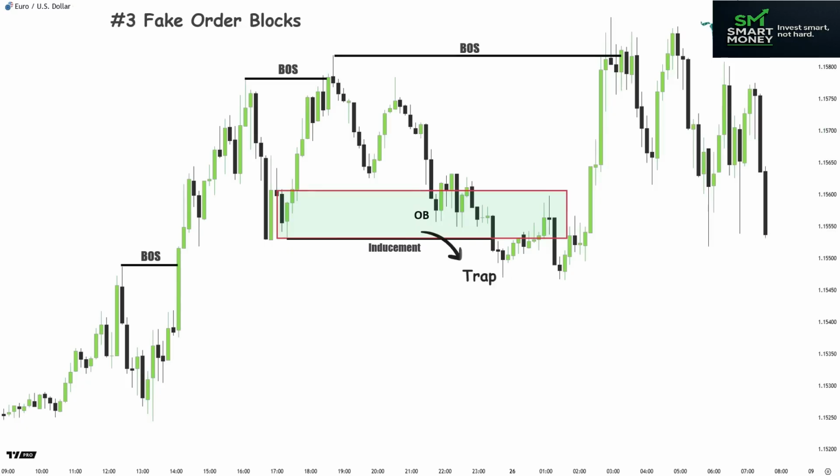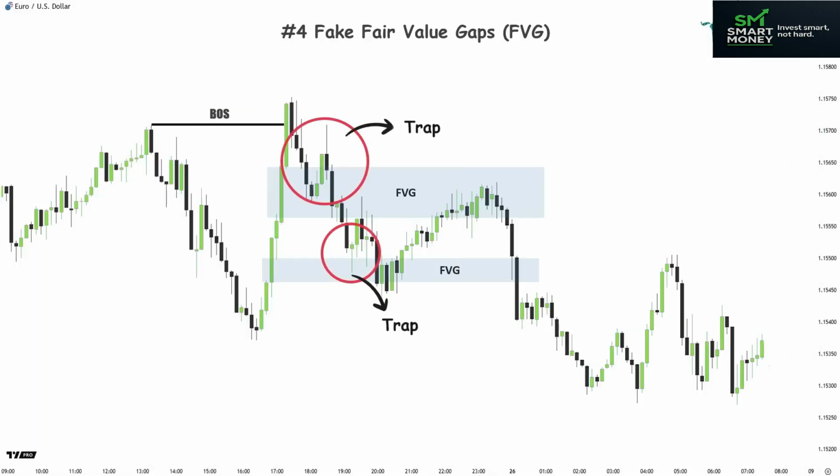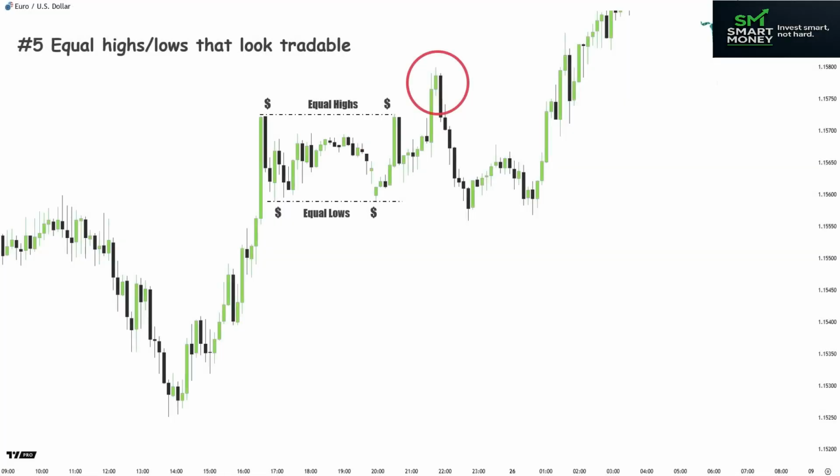order blocks that look clean but aren't the real ones, FVG fills that look like entries, equal highs or lows that look tradable, and so on. Then price reverses, sweeps their stops, and moves in the intended direction.